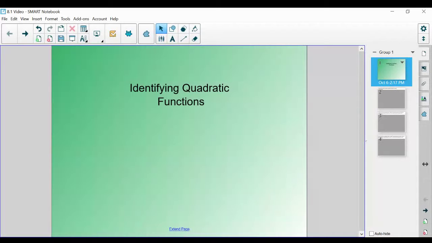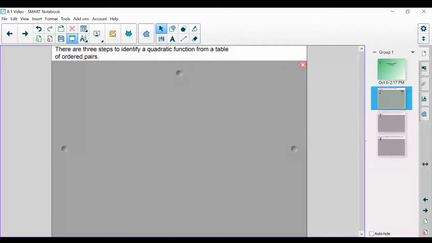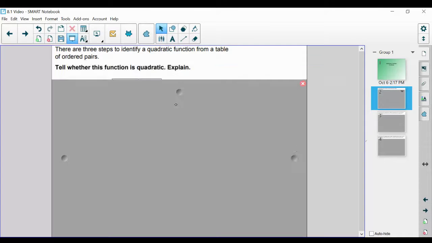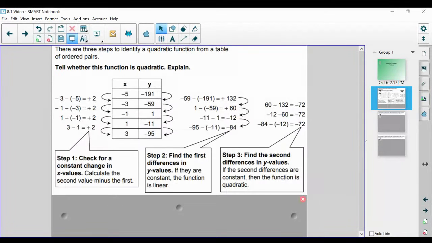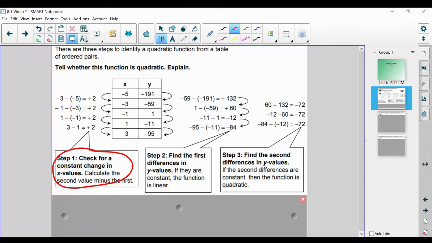So let's have out our guided notes for section 8.1. Let's talk about how to identify quadratic functions. There are 3 steps to identify a quadratic function from a table of ordered pairs. I'm going to show it to you all and we're going to break it down. The question asks us to tell whether the function is quadratic and explain. The first step, I'm going to circle it in red, is to check for a constant change in our x values. If we look, we have that constant change in our x values, we're adding as we go down the list.